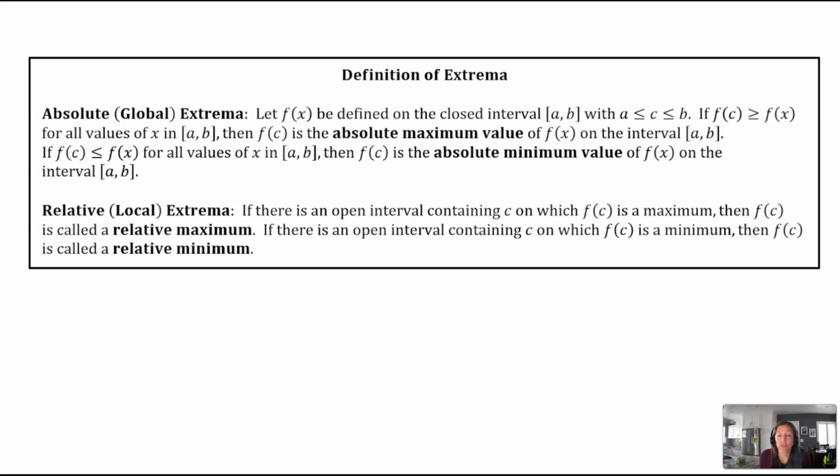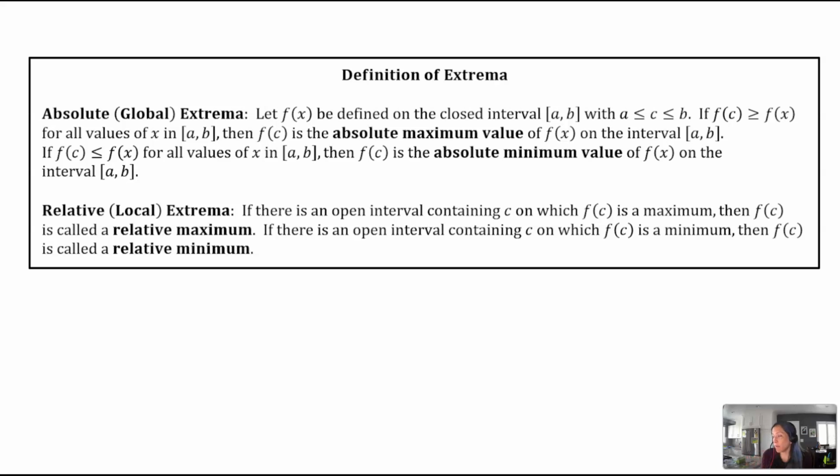Our next two sections are all about how to find extrema. But first, we need to think about our different types of extrema, because we have two and very different ways to find them. So we have one, which is called an absolute or global extrema. This is for a function defined on a closed interval.